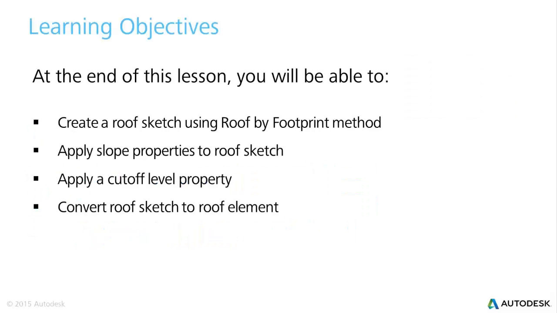Let's review the learning objectives for video 6. At the end of this lesson, you will be able to create a roof sketch using roof by footprint method, apply slope properties to a roof sketch, apply a cutoff level property to help create the mansard, and then convert the roof sketch to a 3D roof element. With that, let's get started.